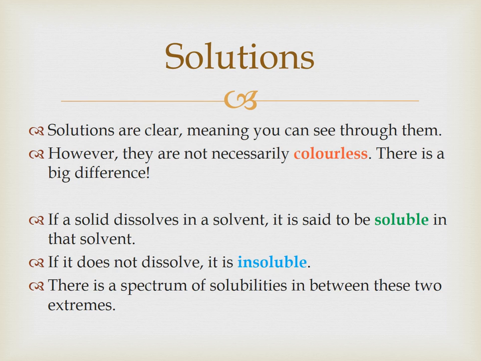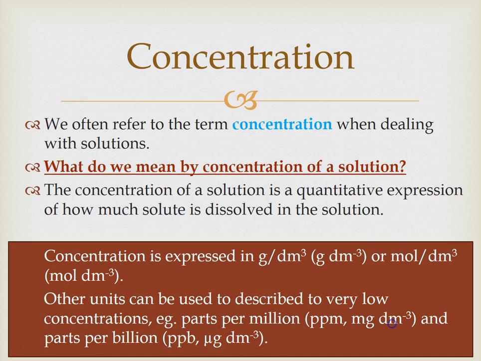If a solid dissolves in a solvent, it is said to be soluble, and if it doesn't dissolve, it is insoluble. It's important to remember that we have a range of solubility. Some things are more soluble than others. It's not a flick-a-switch yes or no, it's a range. There is a certain amount of stuff that we can dissolve into a solution before we can't get any more in there.